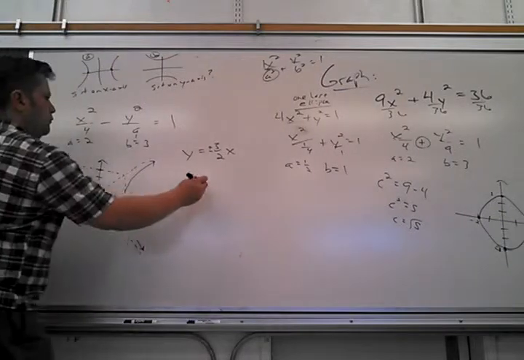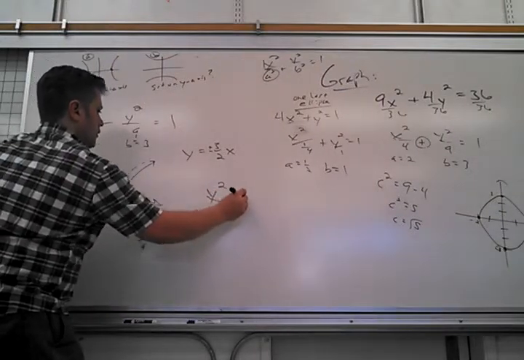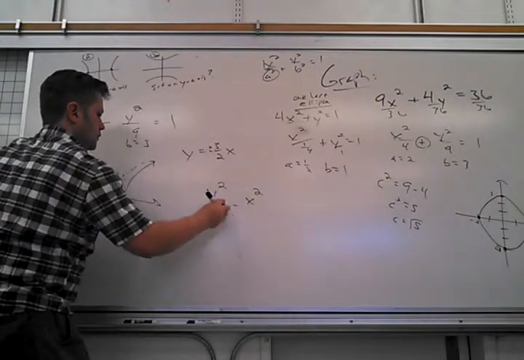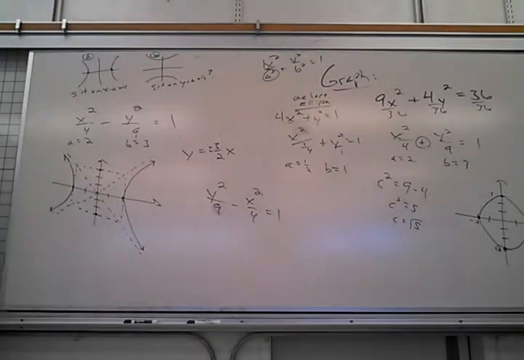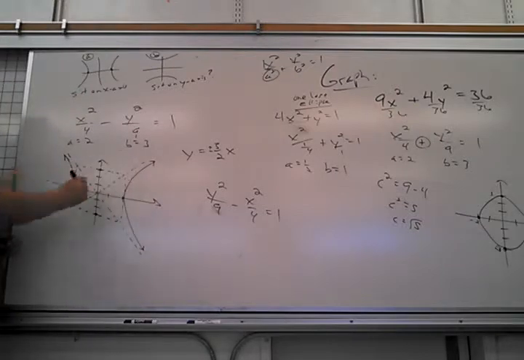So what would it look like if it was... Everything I've done would be fine, except what's the only difference if it would have been that? It would be sitting on the y. So that would be the real point. These would be the fake points. And I would just draw it up here.